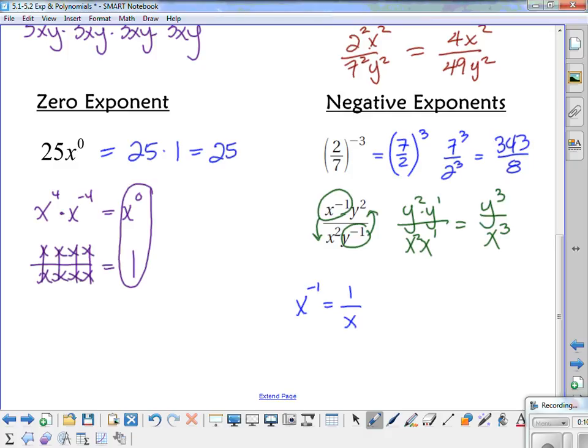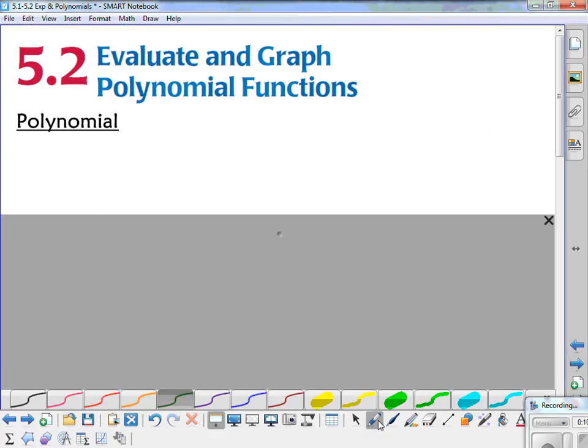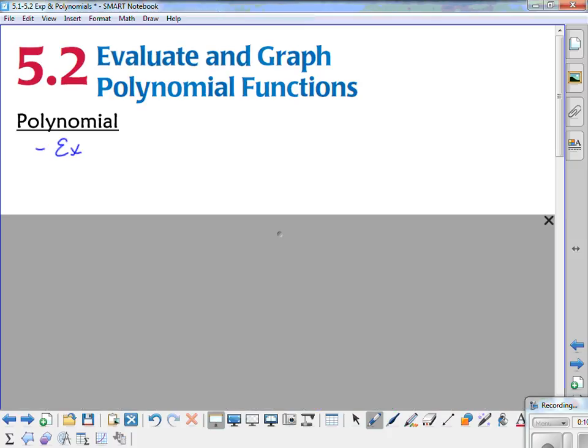Okay. All right, then the other thing we're going to talk about are polynomials. We're just going to barely touch on these. We're just doing the very start of this chapter. And again, this is pretty much mostly review from Algebra 1. In order to be a polynomial, all of the exponents have to be whole numbers.